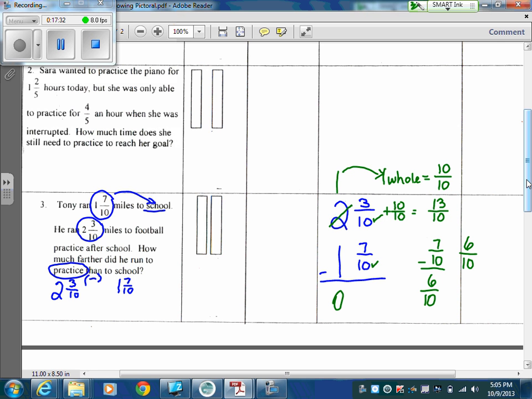However, I'm looking at 6 and 10. They're both even. I know I can divide that. I can divide each of those by 2 because I want to get to my lowest term.